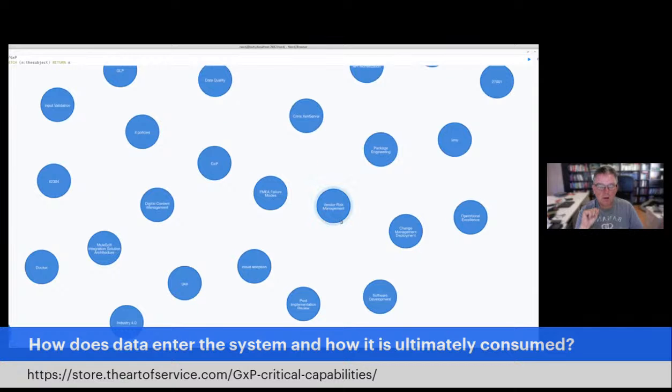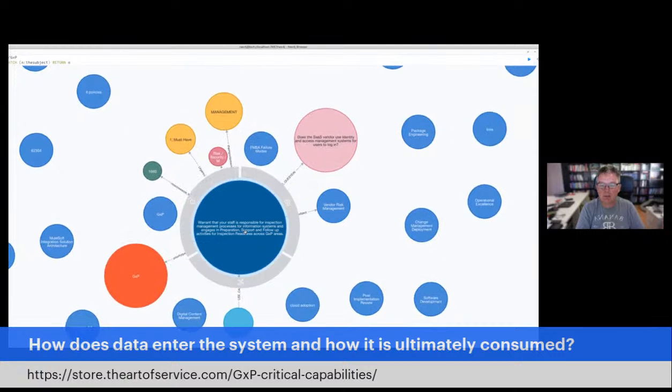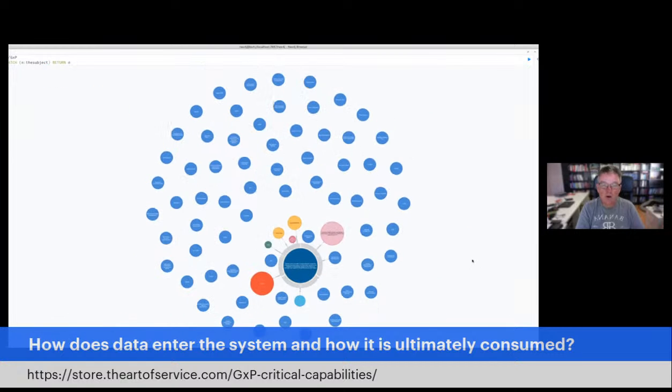So for instance, if I click on vendor risk management, warrant that your staff is responsible for inspection management processes for information systems, and engages in preparation, support, and follow-up activities for inspection readiness across GXP areas. So definitely make sure your vendor risk management is in place for that one. Management activity, it has a high priority. It's a must have. So really helpful as well, this from a different way of looking at it. What kind of activities are important to do with GXP? What are the related activities?